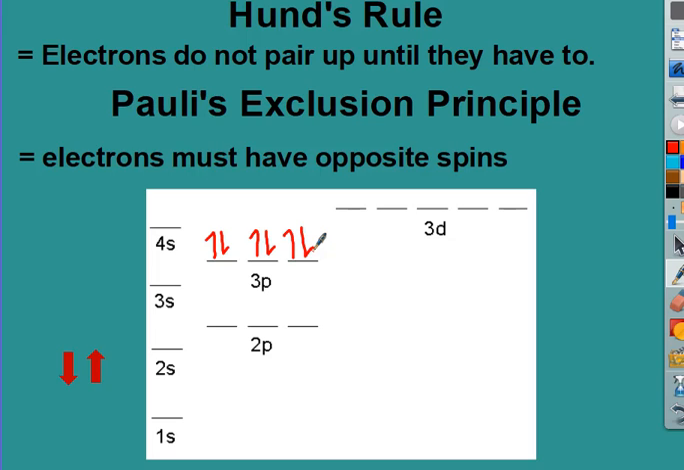Pauli's exclusion principle states that electrons must have opposite spins. So when those two electrons go in the 3p, they have to have opposite spins because electrons are negative. They don't want to be next to each other. So having opposite spins is going to minimize that repulsion.